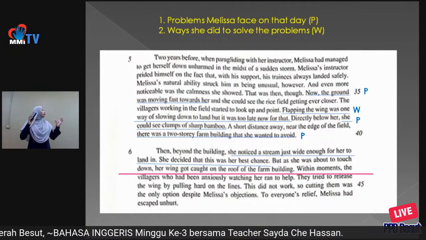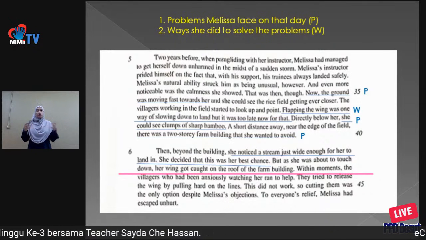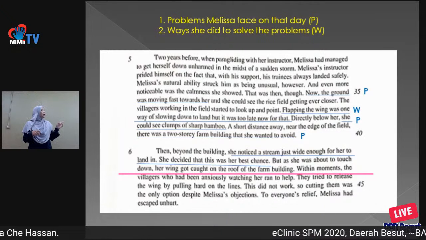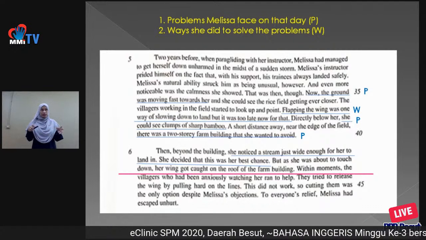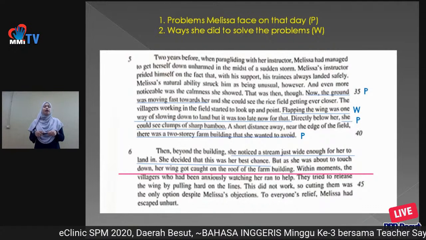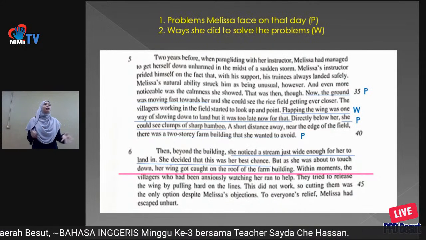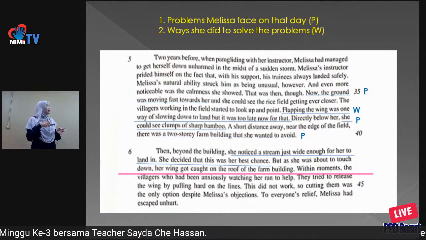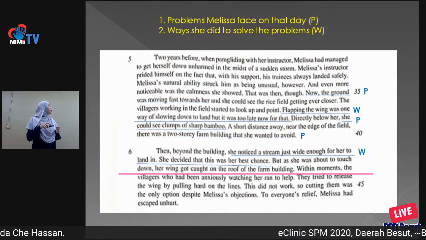So, we need both sentences. Or if you know your language, kamu terus ambil she decided to land on the stream. Boleh dah. Okay, can. It's understandable. It's the idea of landing in the stream. Bukannya dia nampak stream and then awak tak ambil the next sentence, then you will not get marks over there. Okay, so this is W.